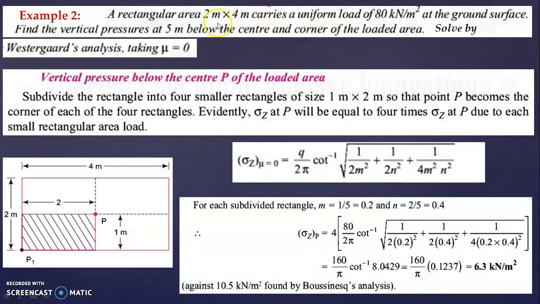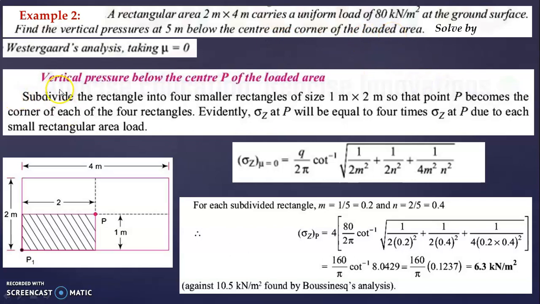A rectangular area 2 meter by 4 meter carries a uniform load of 80 kilonewton per meter square at the ground surface. Find the vertical pressures at 5 meter below the center and corner of the loaded area, solved by Westergaard's analysis. Take mu equal to 0. A similar problem, the same problem, I have solved using Boussinesq equation in the last class. So we'll find it using Westergaard analysis and compare the answer. Here there are two questions. The first question is at the center and the second question is at the corner of the loaded area.